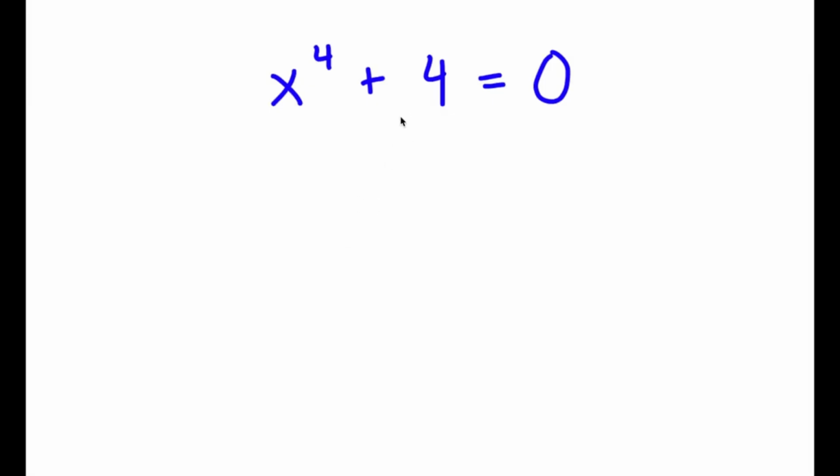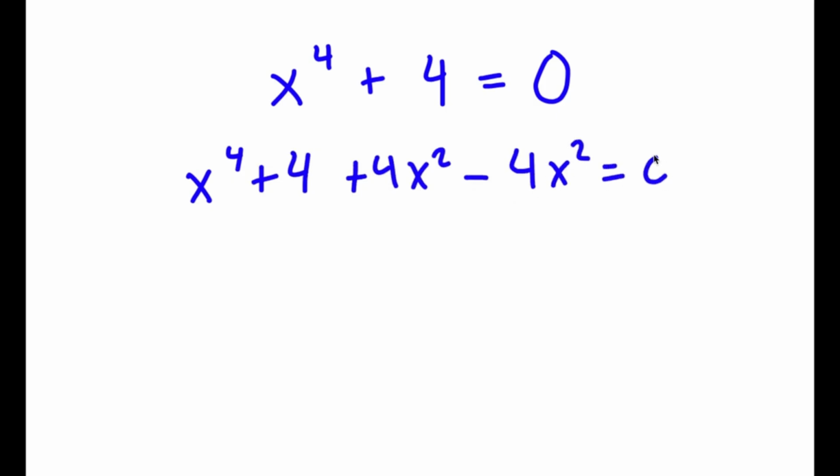Alright, so in this problem, I have x to the power of 4 plus 4 is equal to 0. To solve this problem, I'm going to start by adding as well as subtracting 4x squared on my left-hand side. So now I'm going to have x to the power of 4 plus 4x squared minus 4x squared is equal to 0. So 4x squared minus 4x squared is simply 0, so this doesn't really make any illegal changes.